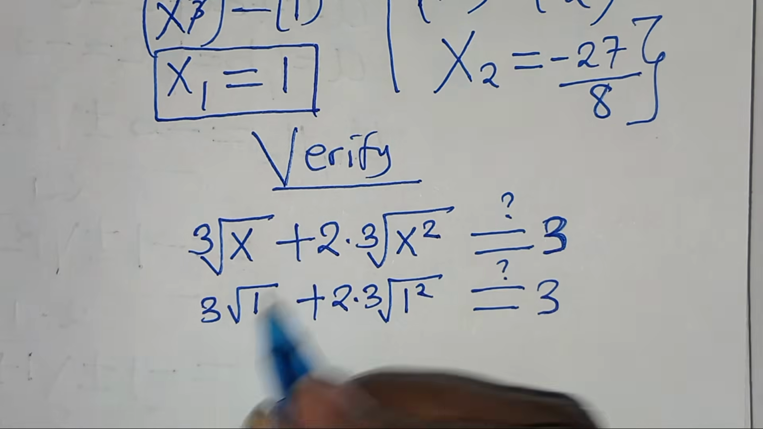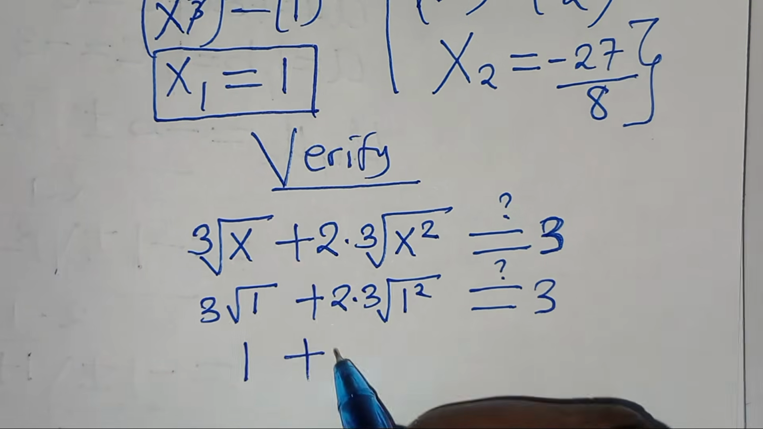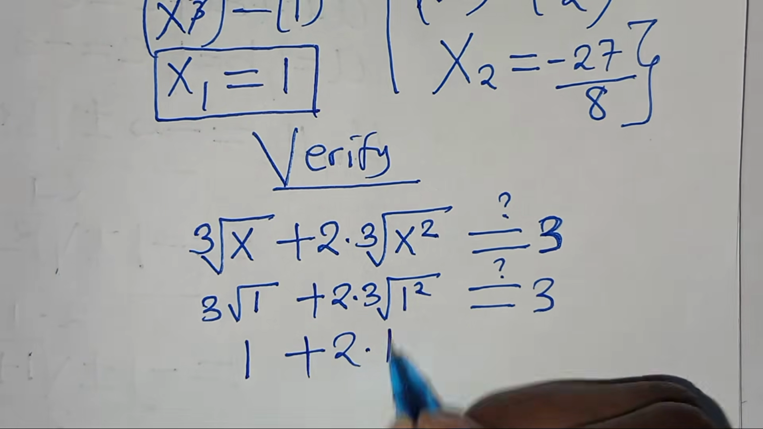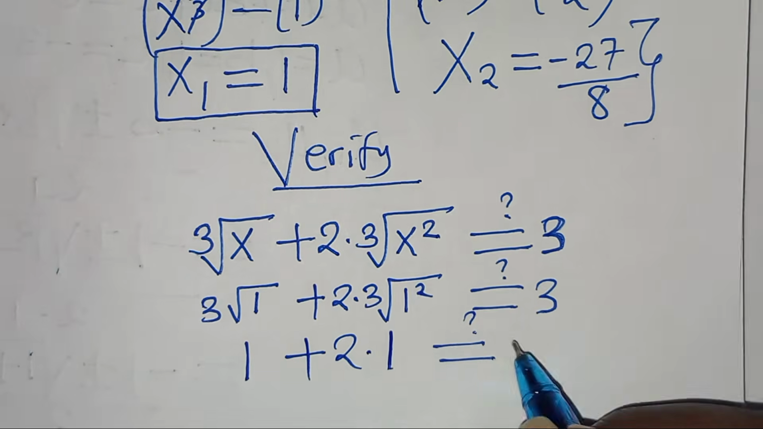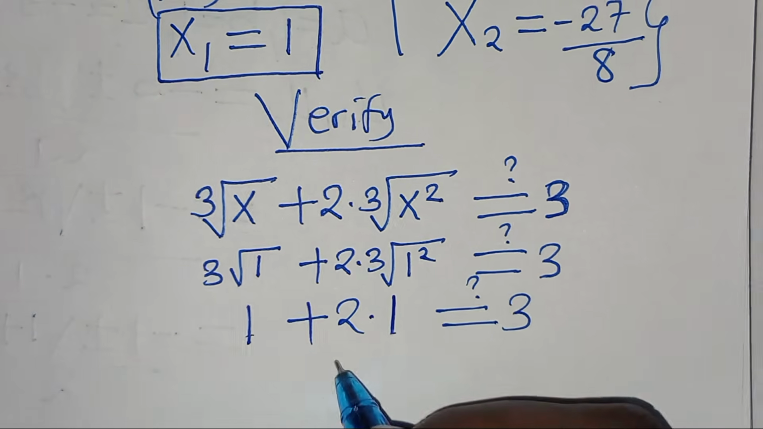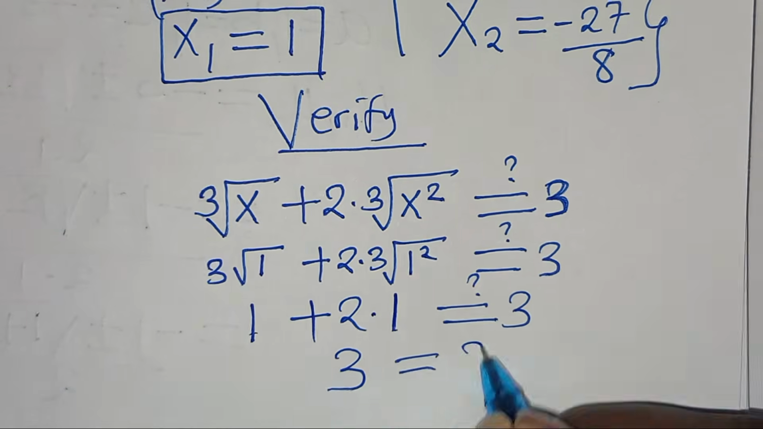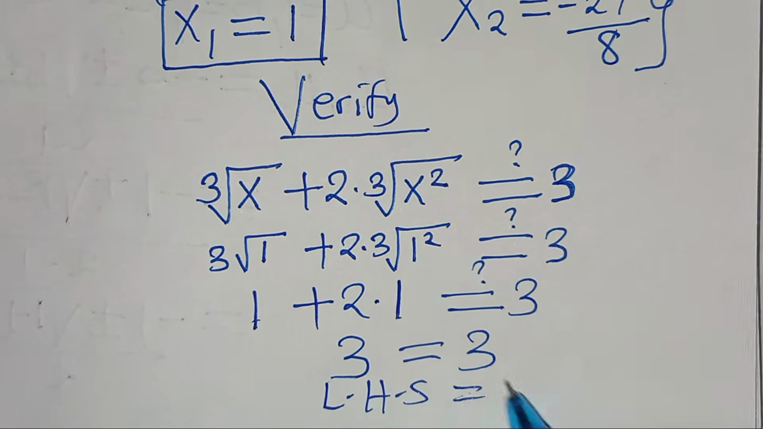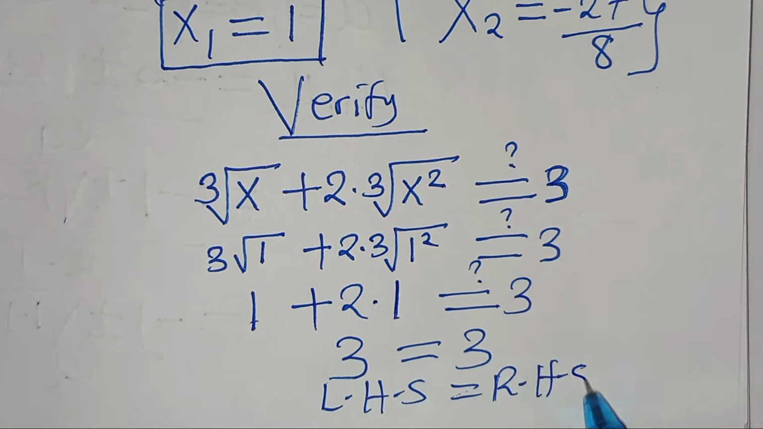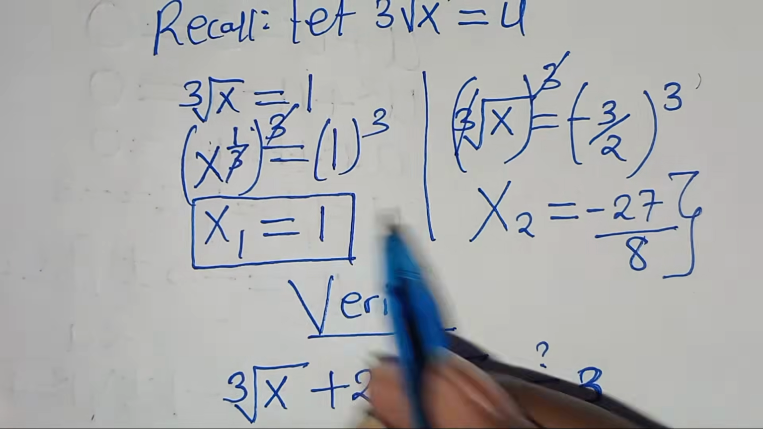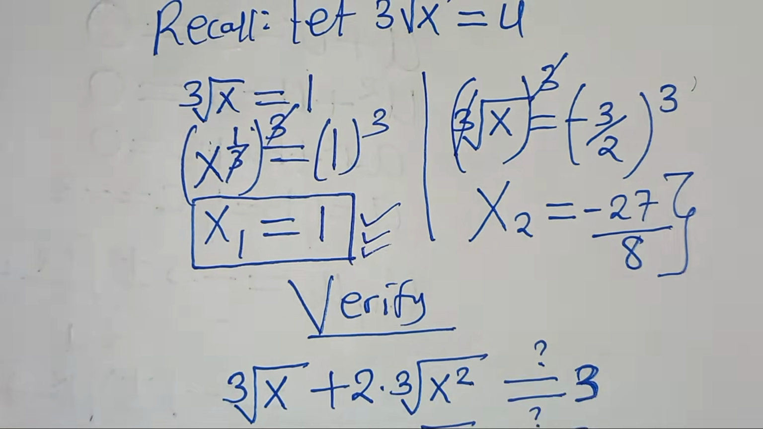So here we have the cube root of 1 is 1, plus 2 times the cube root of 1 squared, which is 1. So the cube root of 1 is 1 here. This should give us a value of 3. So 1 plus 2, this is 3, which is equal to 3. So the left hand side is equal to the right hand side. And this proves that x1 here, which is 1, satisfies the equation.